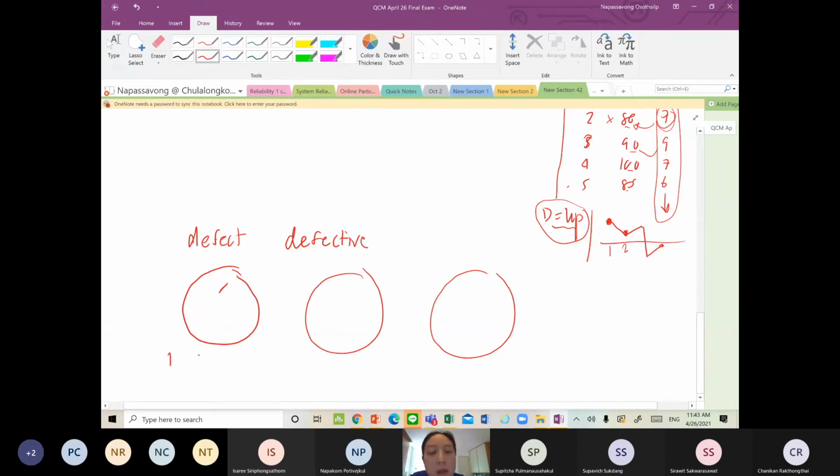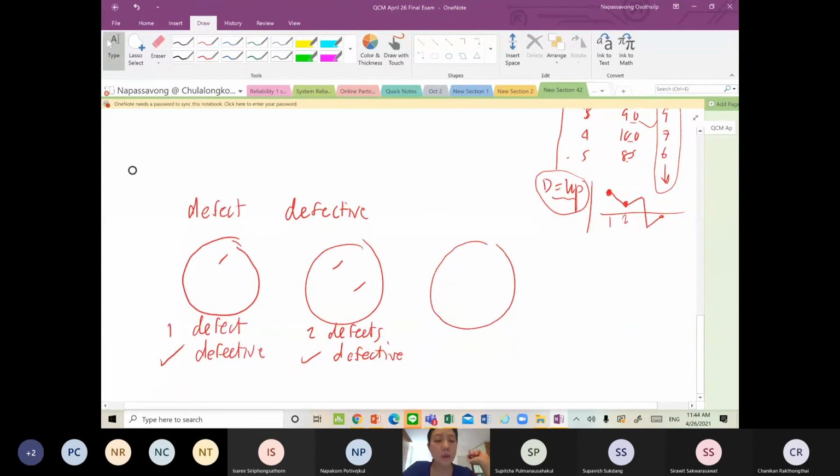Okay, this part contains 2 defects. And defective means a part that contains at least one defect, right? So this part is called a defective. Okay, and this part contains no defects, right? 0 defects. And we can say that this part is not a defective.